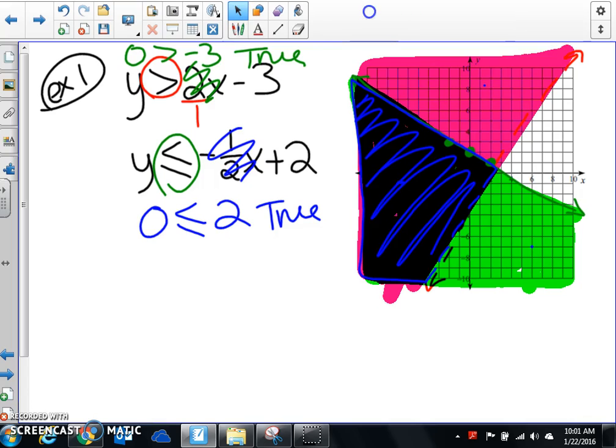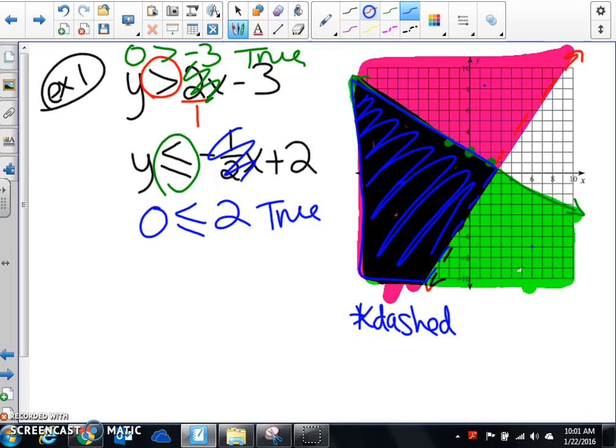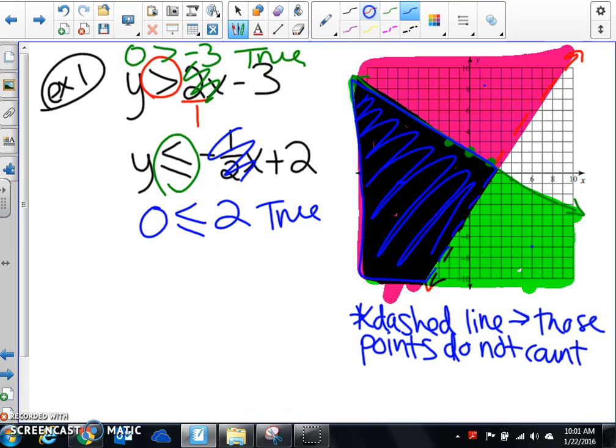And remember we talked about if it's a dashed line, those points do not count, because the boundary line does not count since it's dashed. Versus up here, all of these points do count because it's a solid line. Just a quick little reminder.